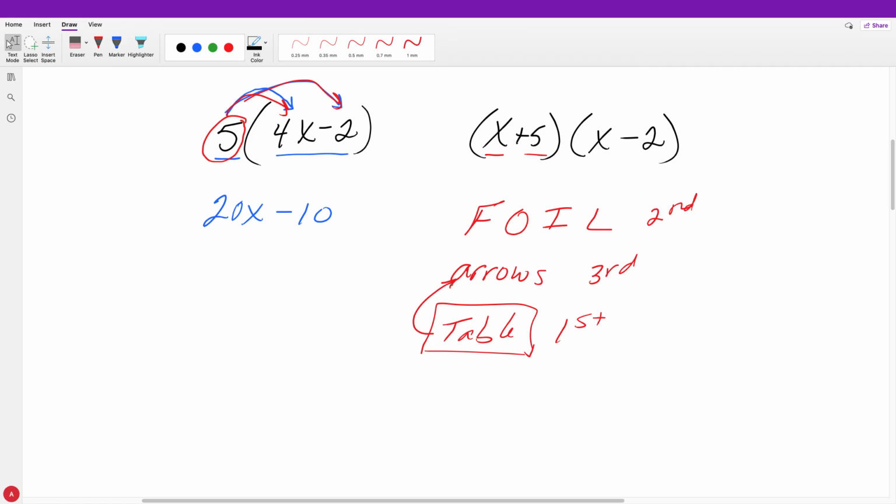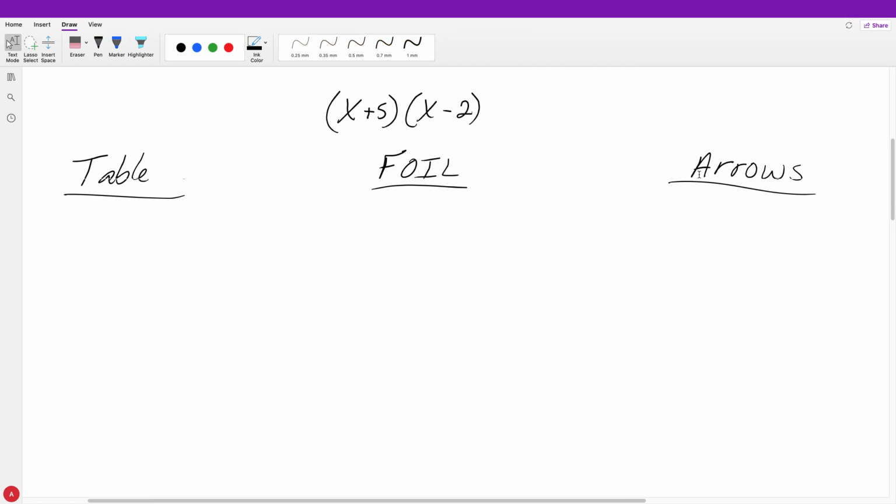All right, so let's go ahead and go through all 3 of these different methods with multiplying x plus 5 times x minus 2. For all three of these examples, we're going to multiply the same two binomials together, x plus 5 and x minus 2. If you guys in science have ever used a Punnett square to figure out maybe what the genes would be of a baby, that's essentially what we're going to be using with the table as well.